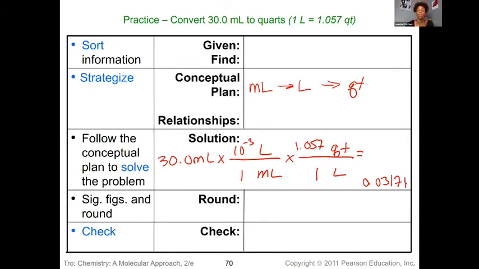0.03171. With sig figs, again, there's infinite here, only 3 here. So your answer should have 3 sig figs. Again, I don't count those leading zeros, so my answer would be 0.0317 quarts for my final answer.